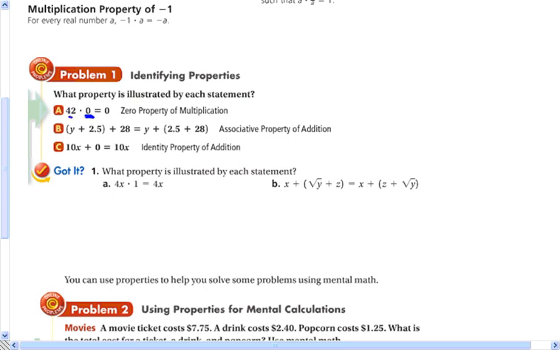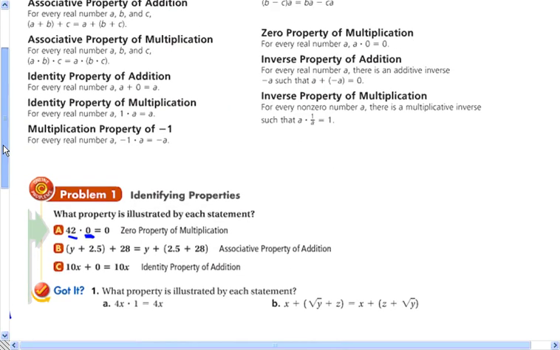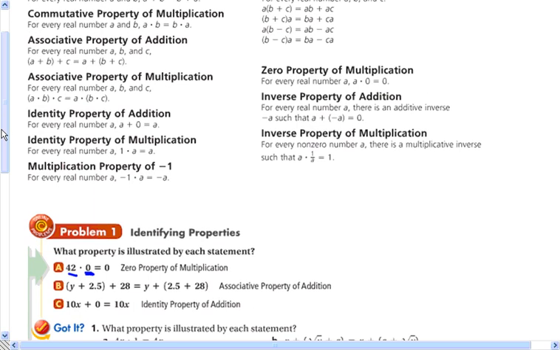So we multiply 42 times 0 and we get 0. So it has something to do with multiplication and something to do with 0. So that's a big hint. And if you look here at the 0 property of multiplication, you'll see that that's what's happening. Multiplying a number by 0 and you get 0.